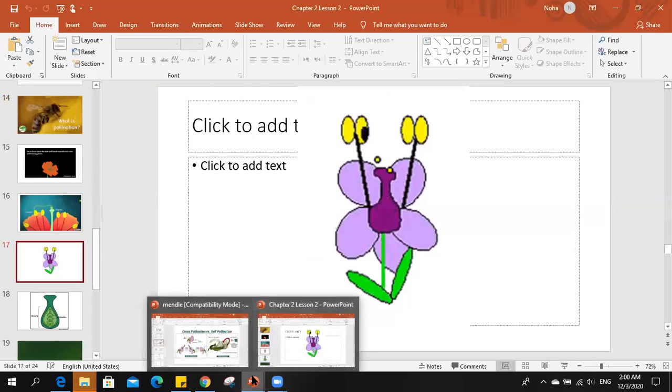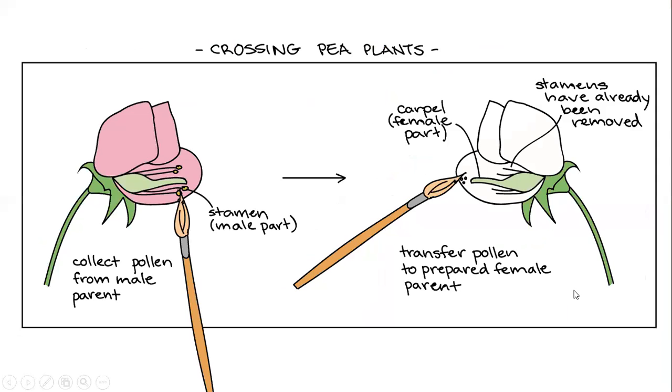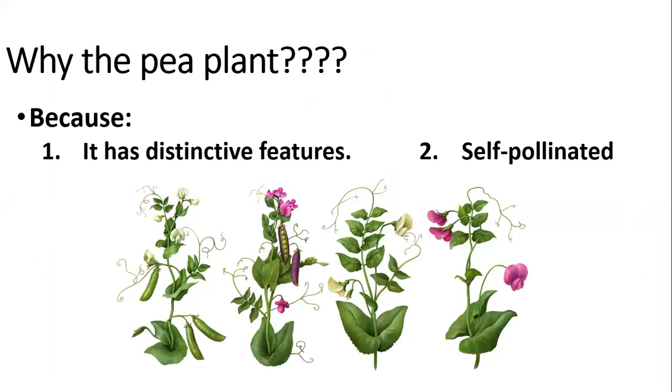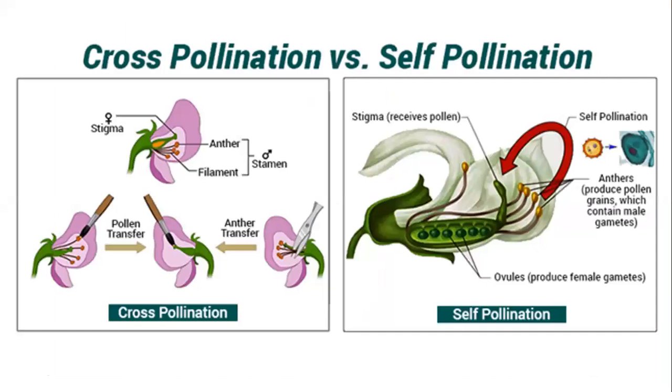So back to Gregor's experiment. Again, he chose the pea plant for two reasons: they have different features, so he can see an obvious difference between plants, and it is self-pollinated, which means he will not worry about it taking pollen from any other flower, which would cause faults and mistakes in his experiment. So the pollination happens inside the same flower.